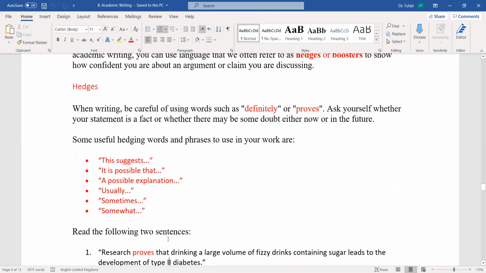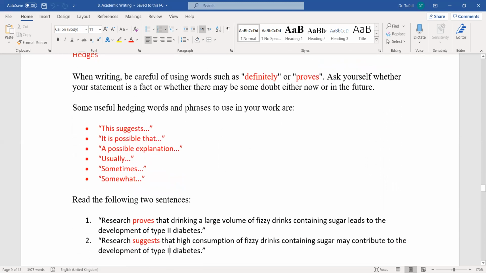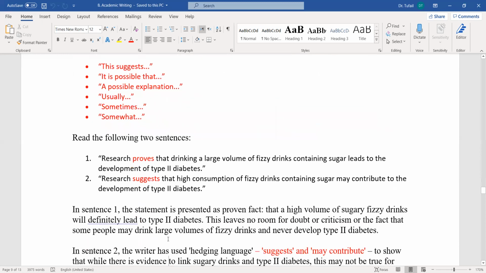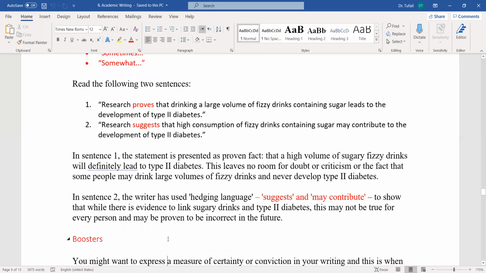Usually, sometimes, some words. But if they are like research proves versus research suggests, these are two different stands. When you say that it proves, it means it is proved, and nobody can reject it. But when you say suggests, you leave room for the possibility that other studies suggest something different. So we have to be careful to explain things.